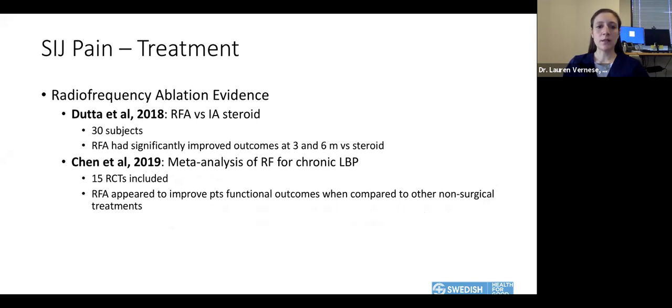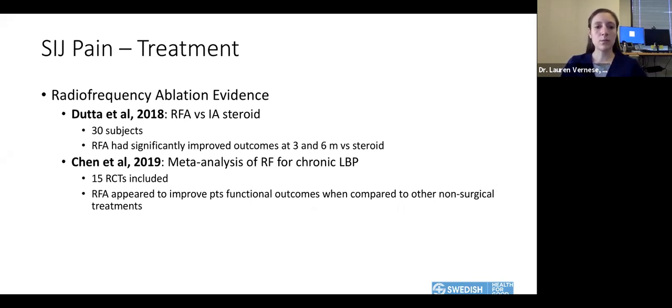These are just 2 studies I just put down here. Again, small studies. The first one was done in 30 subjects in 2018, looking at radiofrequency ablation versus steroid. And at the 3 and 6 months, not surprisingly, radiofrequency ablation was found better than steroid. And that's because steroid tends to wear off at the 2 to 3 month mark. I didn't look into further detail about if they do this in conjunction with physical therapy and all that. This was literally just looking at the injection options.